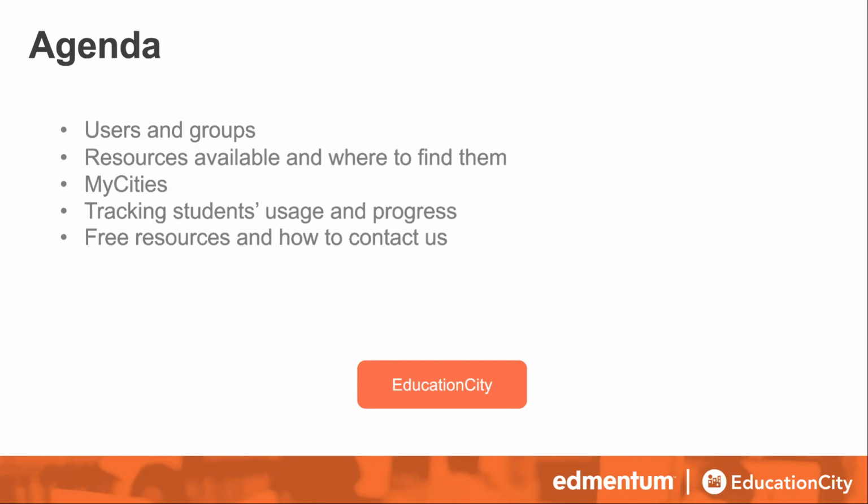The different resources that we have and where you can find those, again, there's going to be a lot of information there. The easiest thing is to have a bit of a play around. Looking at those My Cities, those are what we use to create planning folders and set work to our students. And then tracking what they've done, their progress and their usage as well. And then just looking at the free resources that we have and how you can contact us if you need to. Now, I will be pointing out on the site how to contact us, but at the end, I will provide you with the customer service email address.